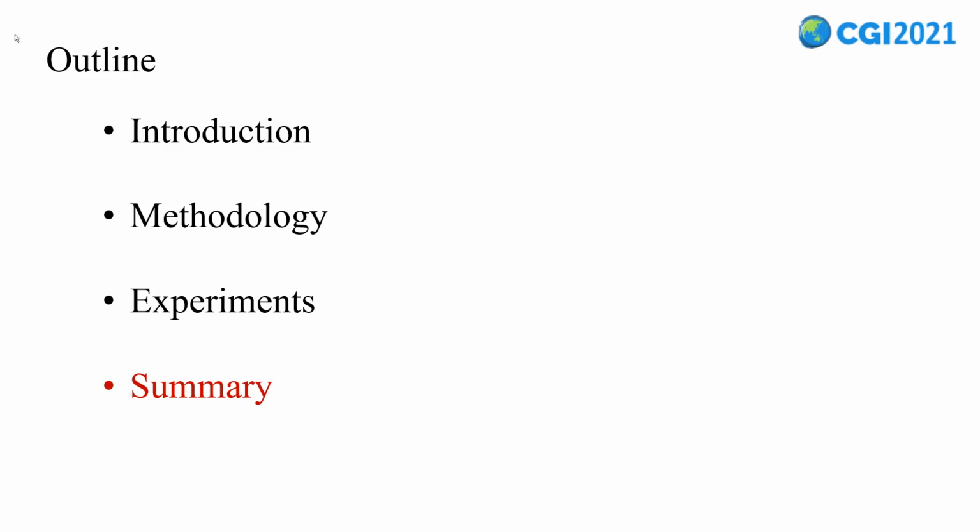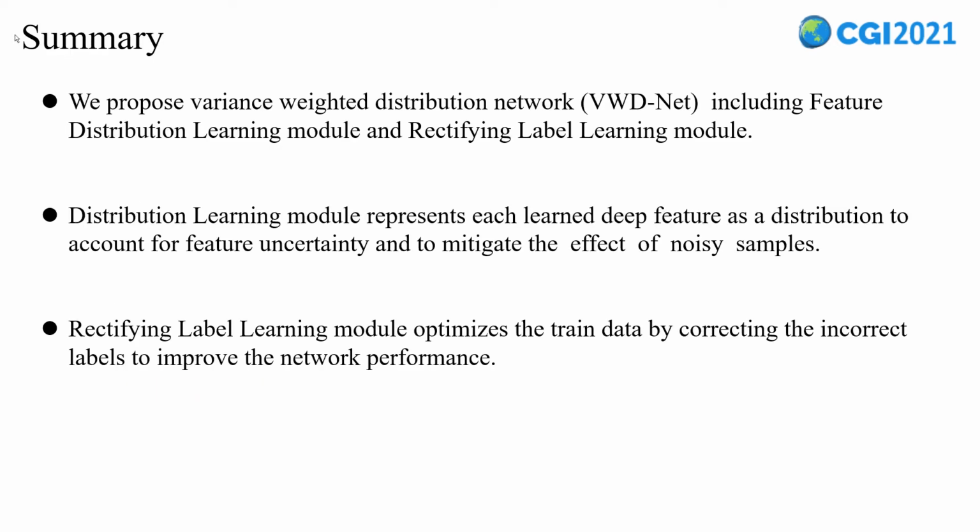Finally, we make the summary. To summarize, we propose the variance-weighted distribution network, VWD-net, including a feature distribution learning module and a rectifying label learning module. Especially, the distribution learning module represents each learned deep feature as a distribution to account for feature uncertainty and to mitigate the effect of noisy samples, and the rectifying label learning module optimizes the training data by correcting the incorrect labels to improve the network performance. The effectiveness and robustness of our method is verified by extensive experiments.